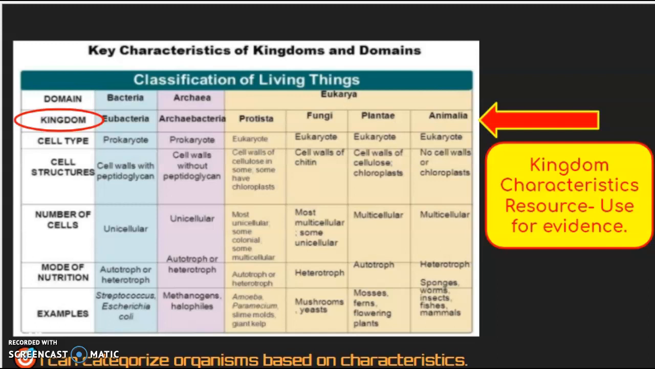Was it heterotrophic? Was it autotrophic? How did it get its nutrition? Is it unicellular or multicellular? Cell structure, you can't really look and see, but you could Google that and see. And then cell type, is it prokaryote or eukaryote? And if you remember from 6th grade and from last week, prokaryotic cells have no nucleus. Eukaryotic cells do have a nucleus. So you may want to look and see, what does the cell of a sea cucumber look like? So this is where you're going to pull your evidence from.